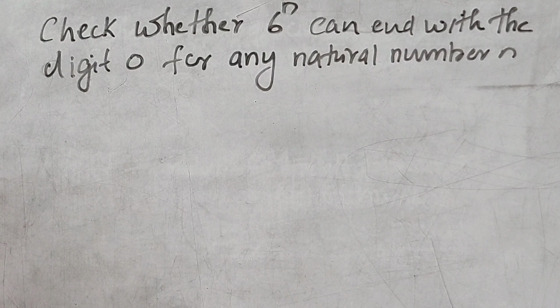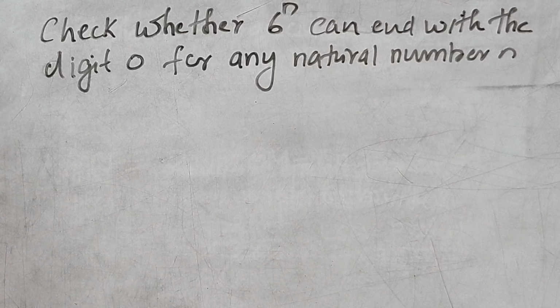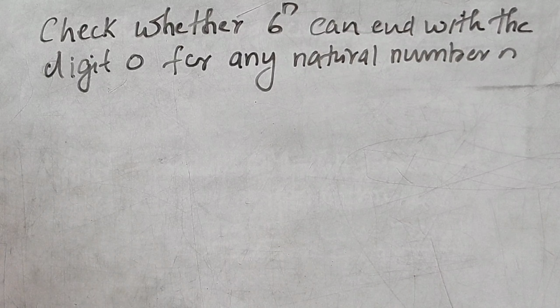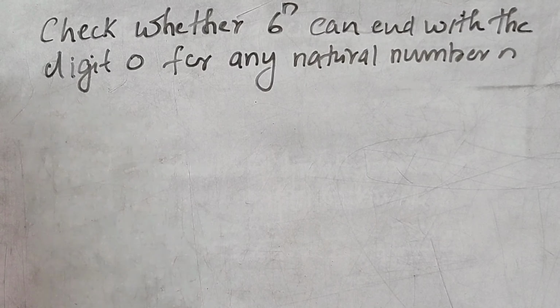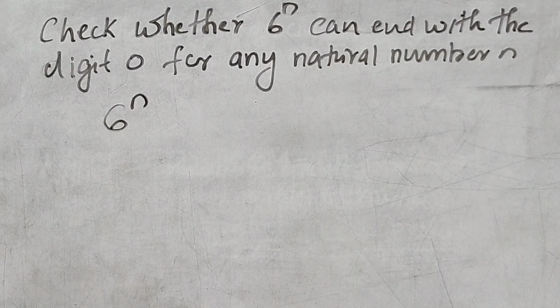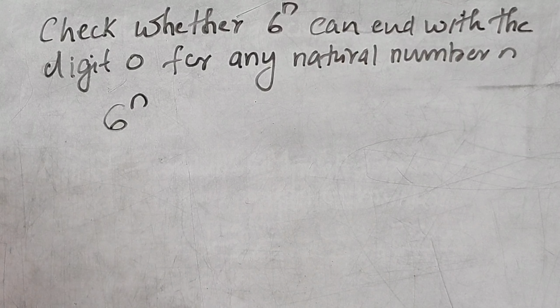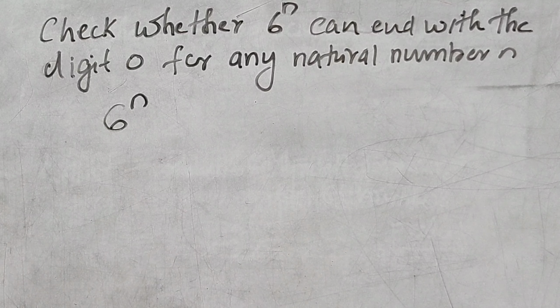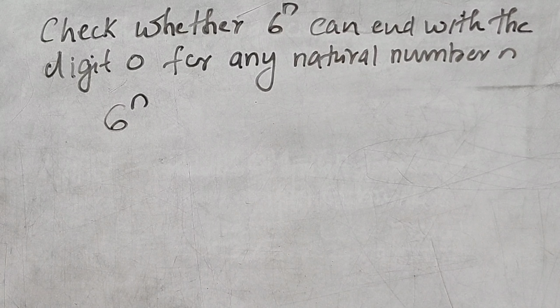Next question. Check whether 6 raised to n can end with the digit 0 for any natural number n. We have to see whether 6 raised to n is ending with the digit 0. Now when can we say that a number is ending with the digit 0? We can say that the number ends with the digit 0 if it is a multiple of 10, or if that number has the factors 2 and 5.